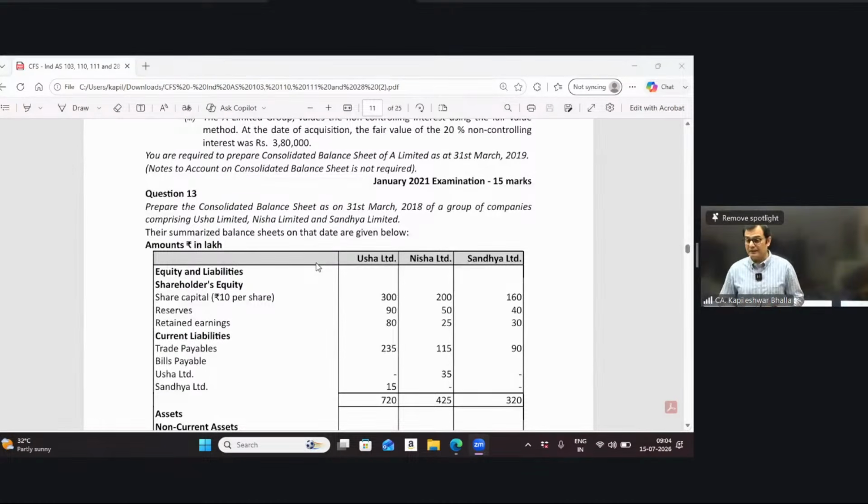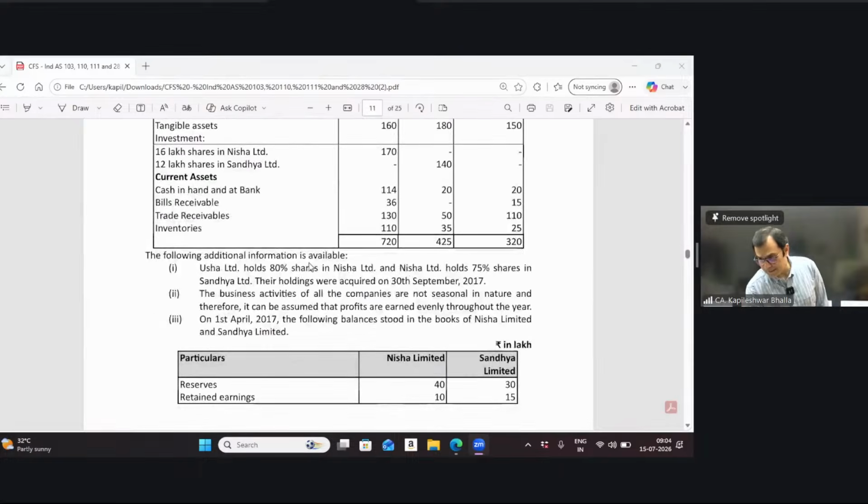So let's read the inputs in this case. It says prepare the consolidated balance sheet on March 18 for a group of companies comprising Usha, Nisha, and Sandhya. And we are given the balance sheets of the company. And then it adds on the following additional information is available. It says Usha has got 80% shares in Nisha, and Nisha has got a total of 75% shares in Sandhya. And it says the holdings are all acquired on 30th September 17.